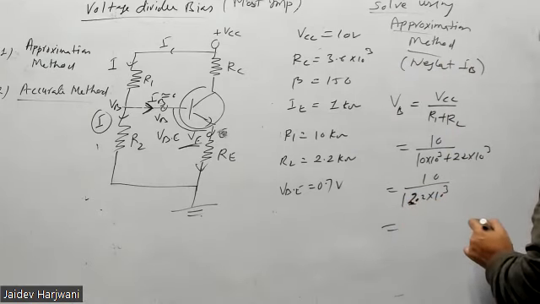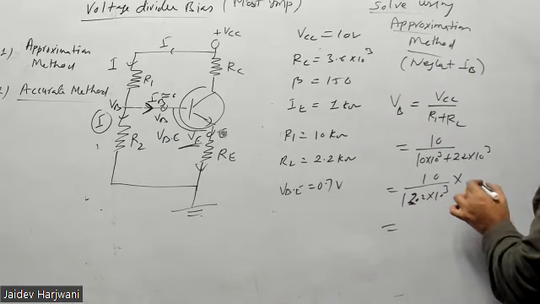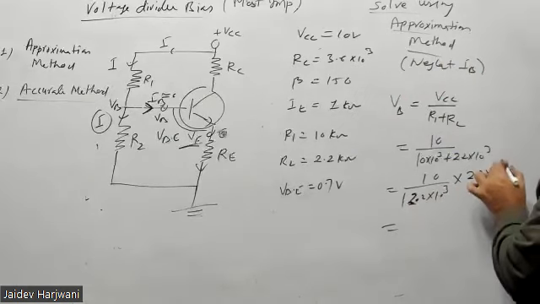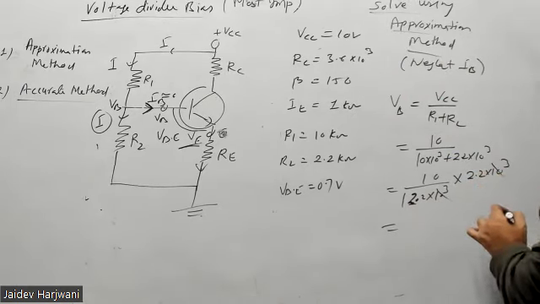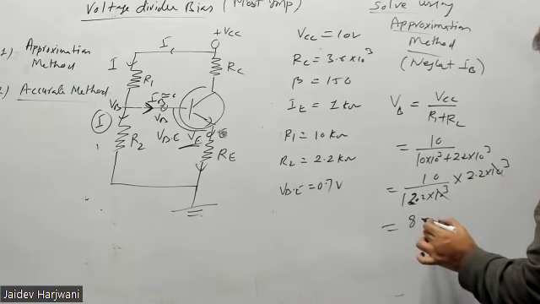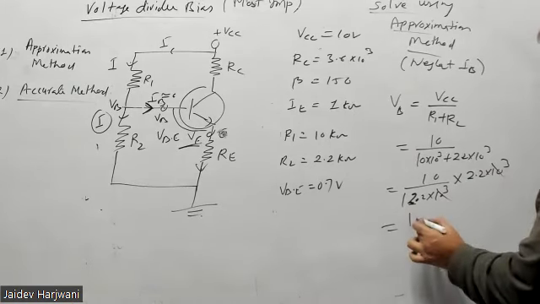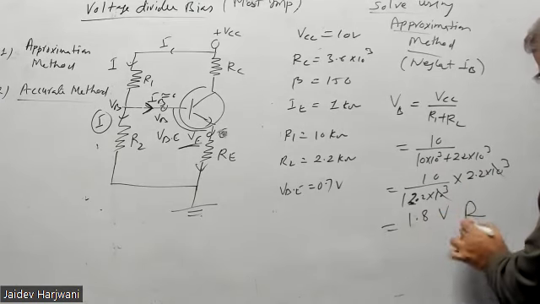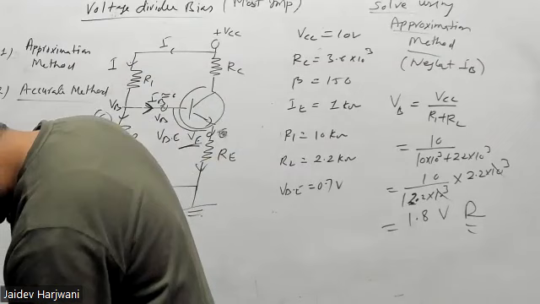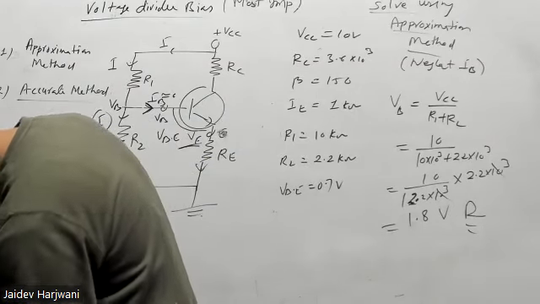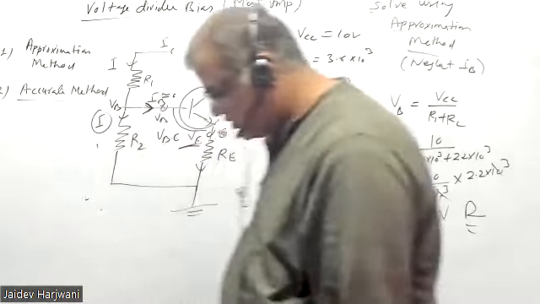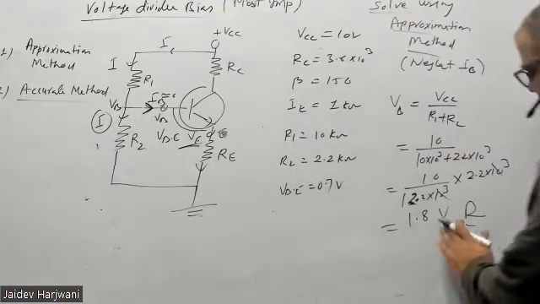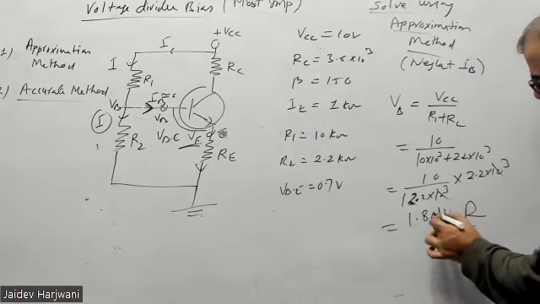Sir, multiply, R2 remains on top. R2 is how much? 2.2 kilo ohm. 1.80 volt will come as VB. How much? 1.8 volt. Check it. So yes, 1.801 volt. So I am taking 1.801 volt. Correct?